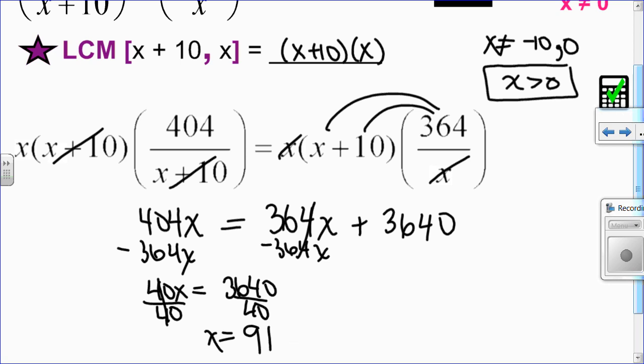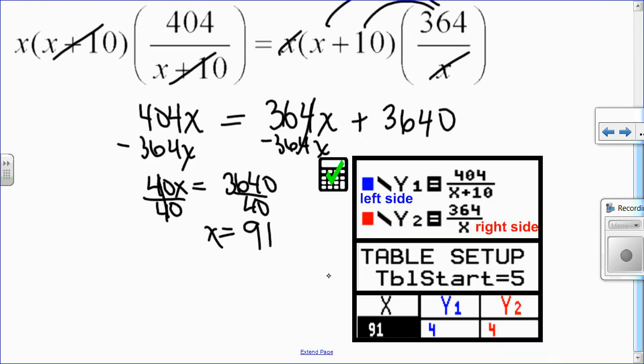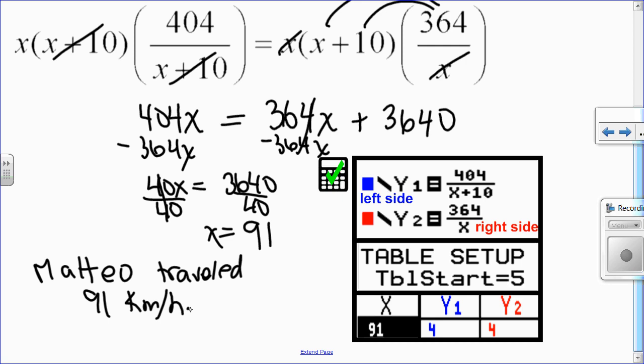So I'm going to state my solution with units and a sentence once I know it's actually the solution. So first thing I do is I check it's greater than 0, looks potentially good. Then I go into my table, left side of the original equation in y1, right side in y2, start your table at 91, and you can see those two values are equal. So then I'll end my question with a sentence. Mateo traveled 91 kilometers per hour. And then we're done.